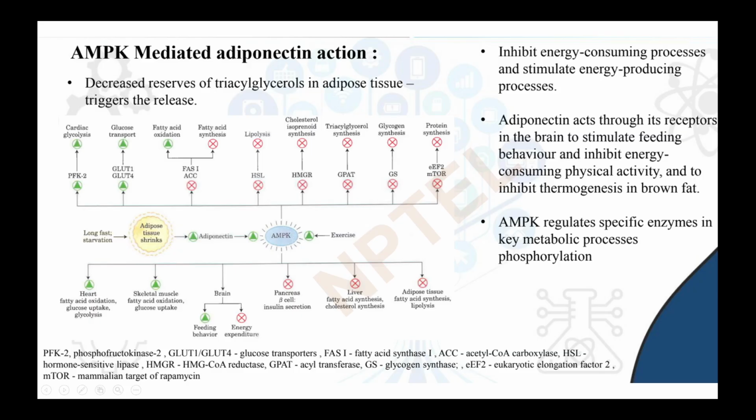But it will be activated by hormone sensitive lipases, Mama. There's another question in the assignment.